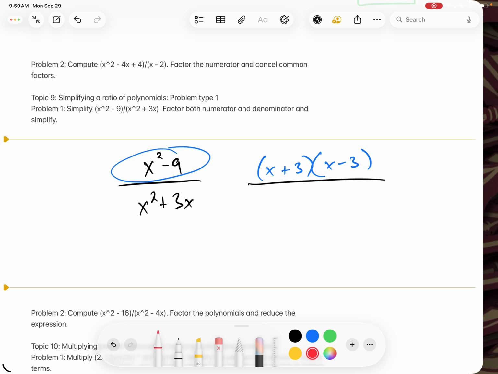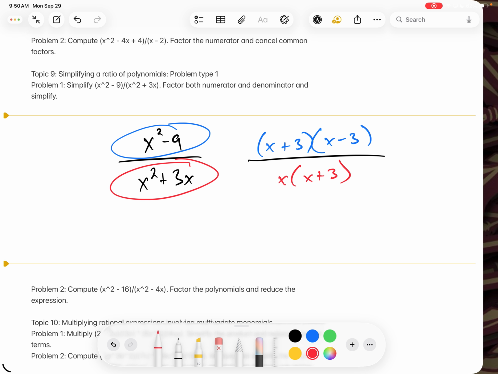Okay. And then on the bottom, x squared plus 3x, they both have an x in it, right? So I could factor out an x and get x plus 3. So now I have an x plus 3 on top, an x plus 3 on the bottom, and I'm left with an x minus 3 on top and an x on the bottom. Again, you do not cancel out the x's, because you have 3 terms here, 1, 2, 3, and all 3 do not have an x.